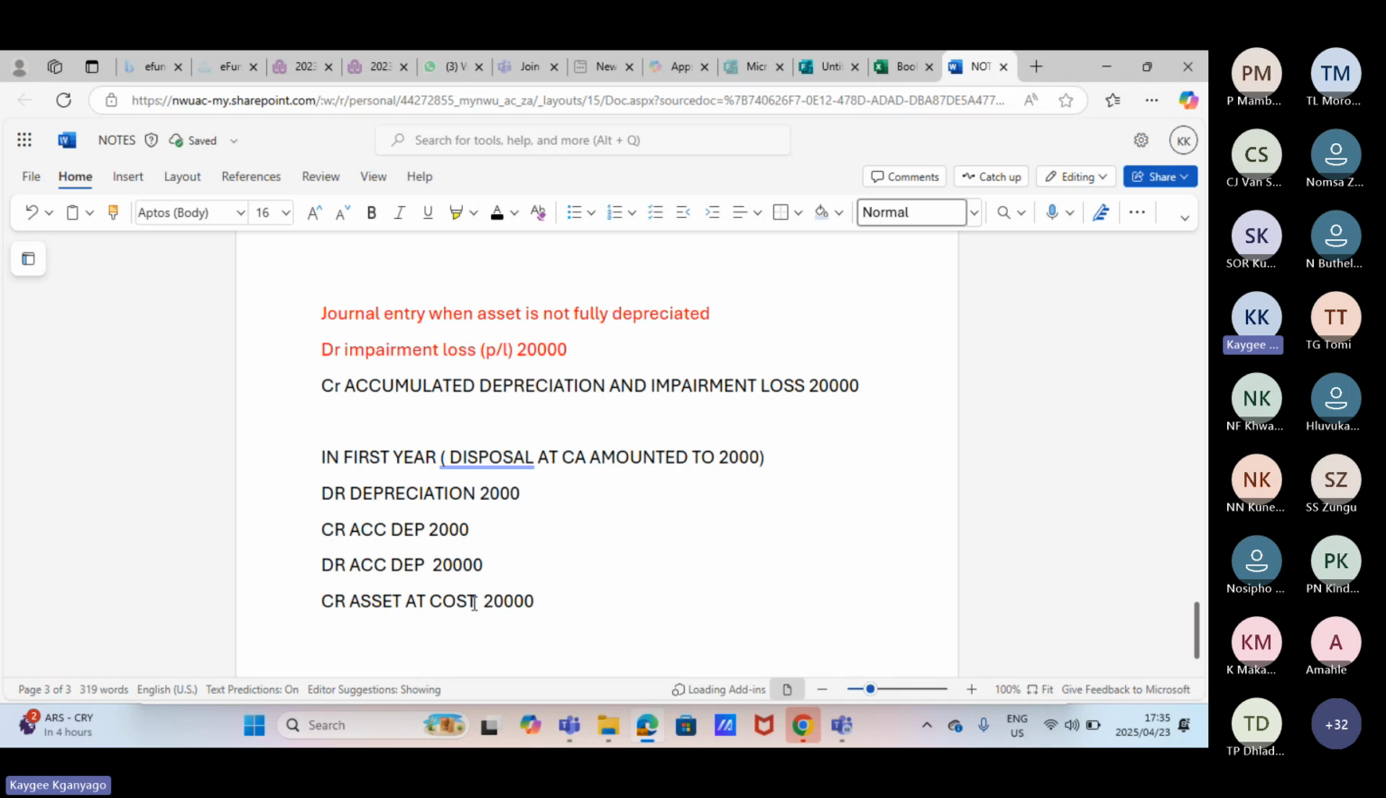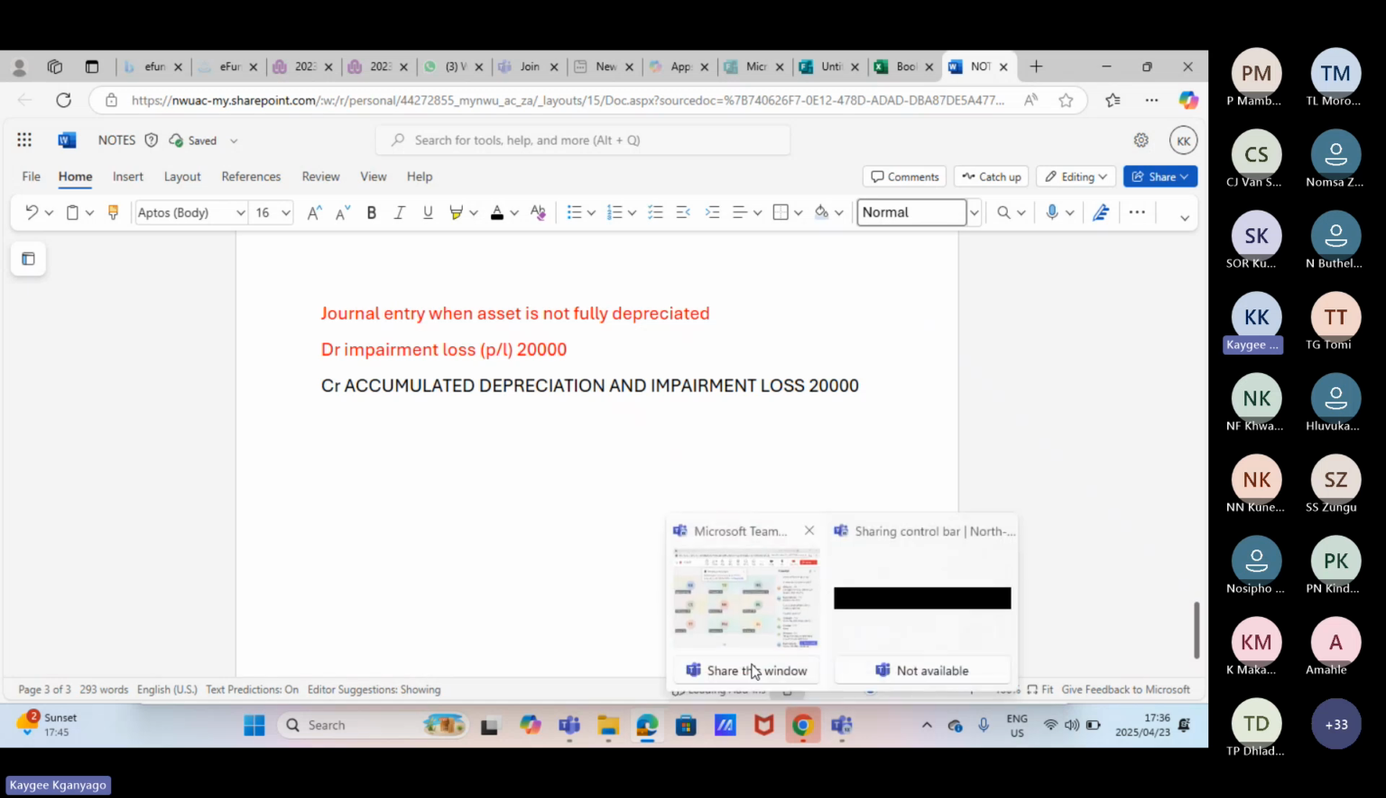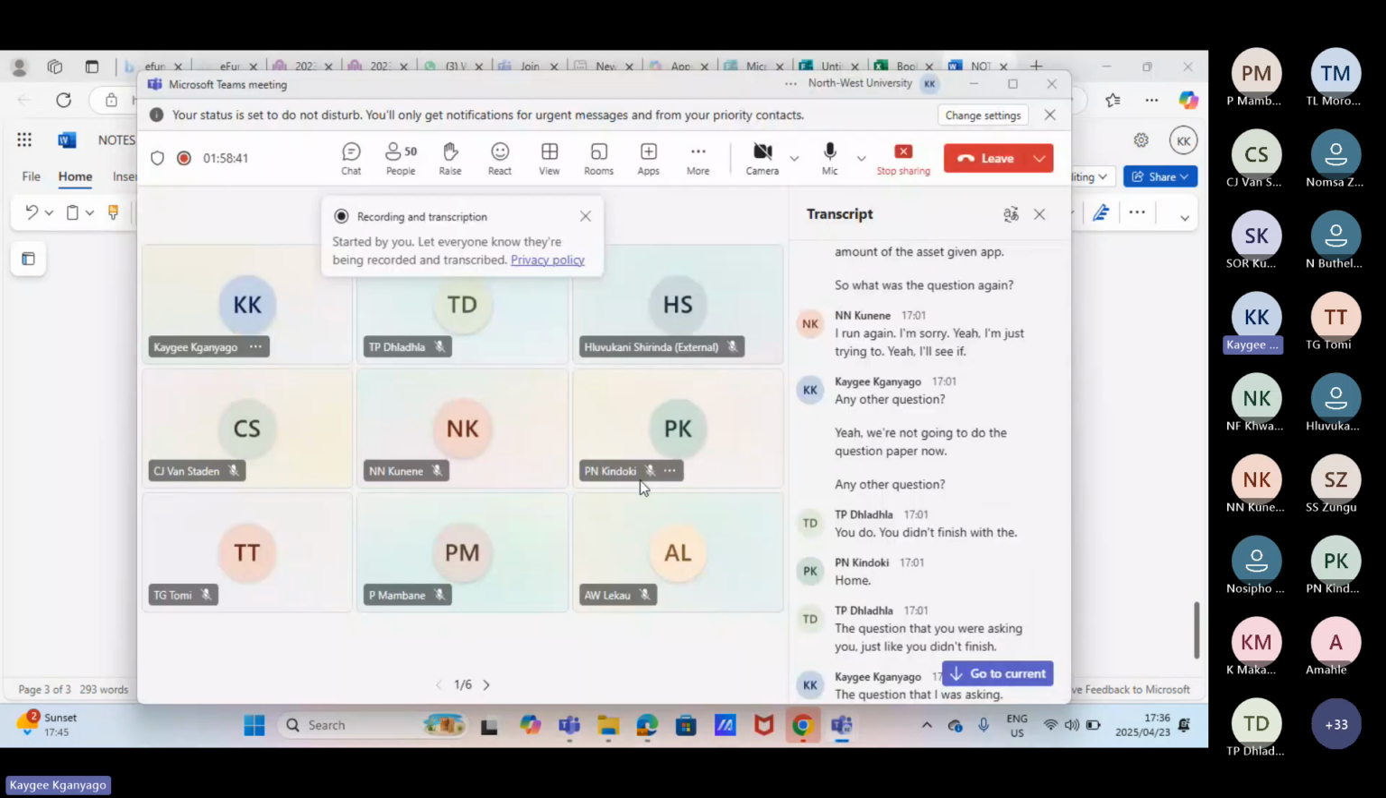Similarly here, can you see? I said impairment loss is 20,000. Now can I remove this part? Yeah, because you will never work on this part ever again. Yes, I understand now, thank you. You understand now? Yes, I do. All right. So, other people, are you also following? Okay, I'll take that as a yes.